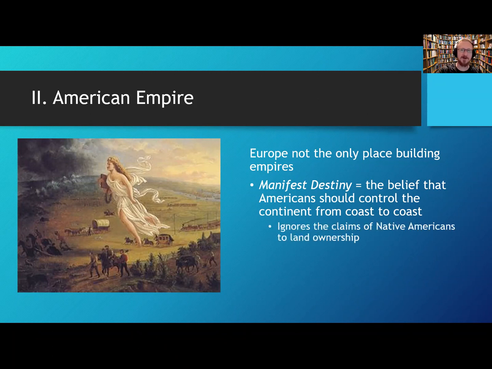But the immediate goal is to ignore all the land claims that Native American tribes and civilizations have to North America, and just bulldoze them, push them aside, or put them on reservations and claim that land for white Christianity. And there's this oil painting that you can see here. It's called Manifest Destiny. And if you look at it, it's pretty staggering.